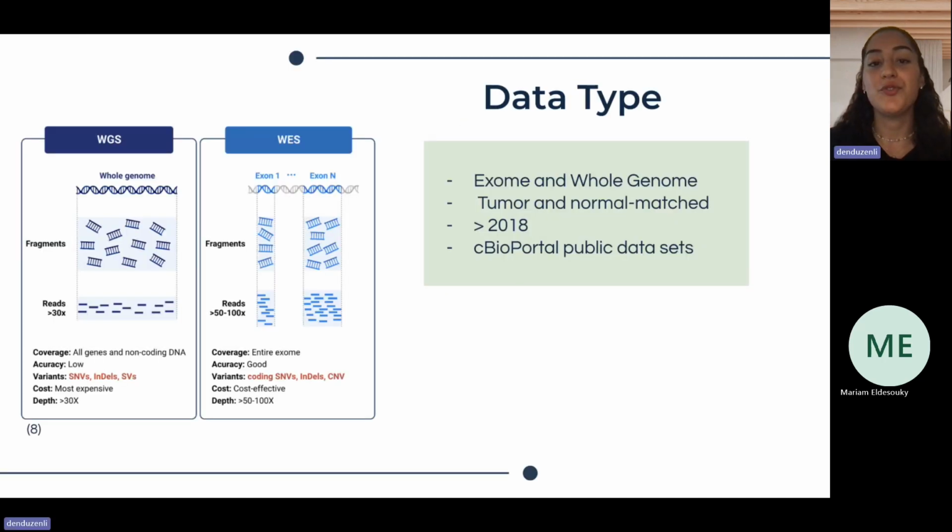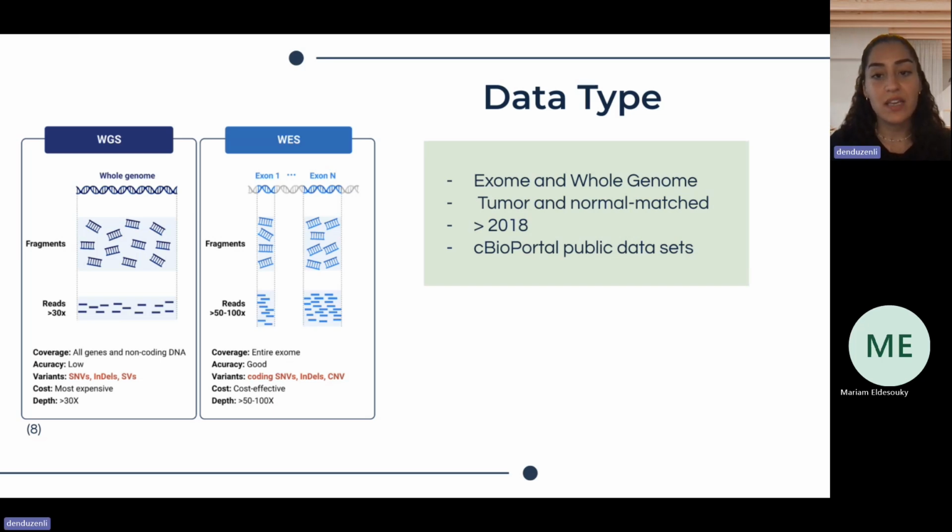So moving into the data types that we used, we decided to go with exome and whole genome data. This is just to provide a very comprehensive overview of the genomic data that's being used and help get very detailed results. And we wanted to use tumor and normal matched data as well, because this helps us to directly compare between the healthy and the tumor data and samples, as well as help reduce the number of false positives that may exist.